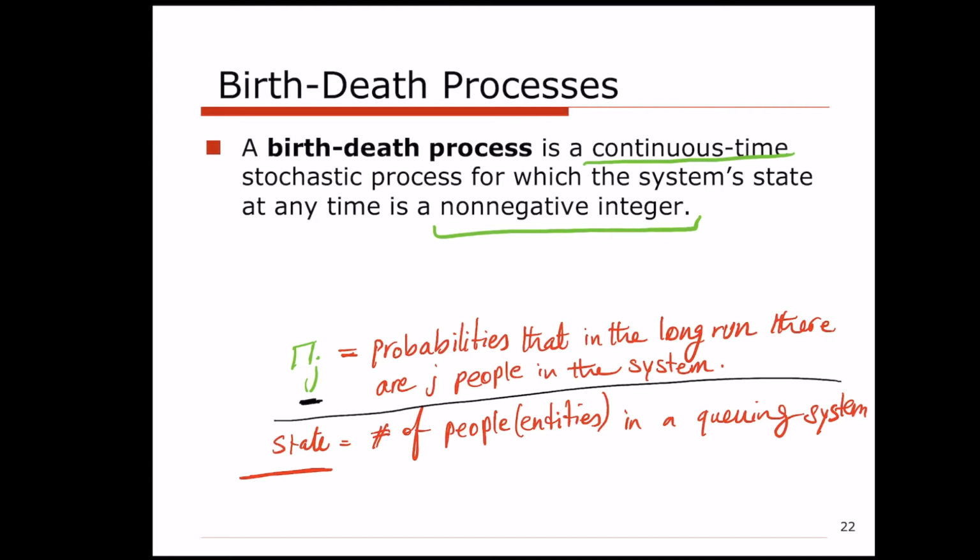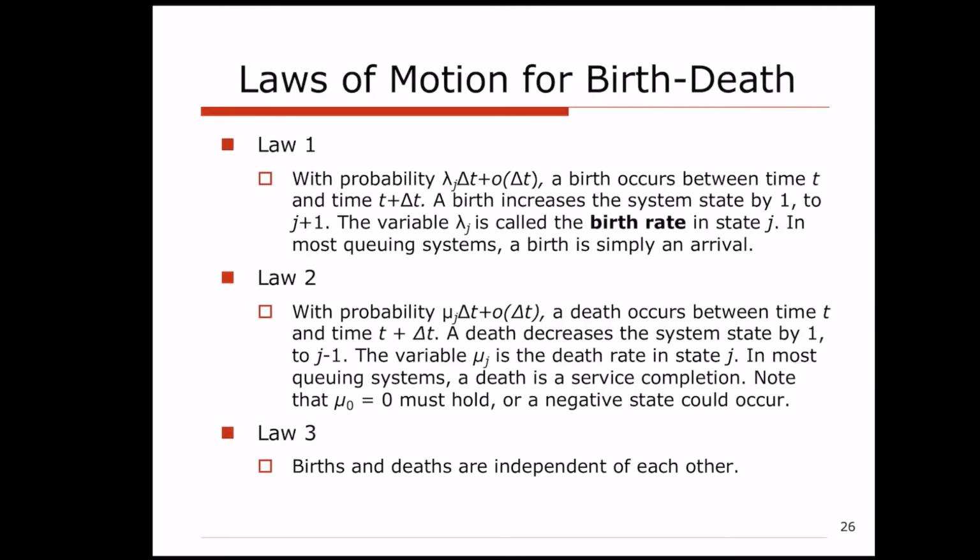So now we want to see how we can calculate these steady state probabilities, pi j's. Before we calculate the steady state probabilities in a queuing system, let's look at a couple of laws that we are going to consider in our systems.